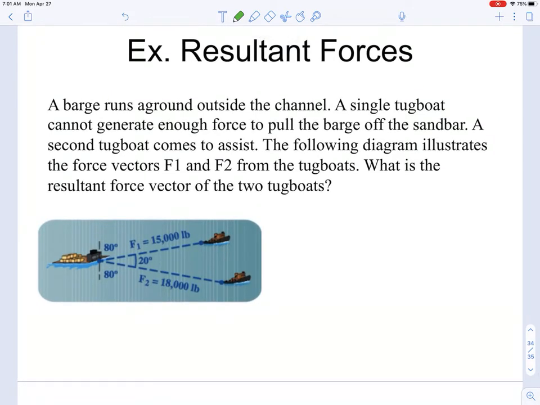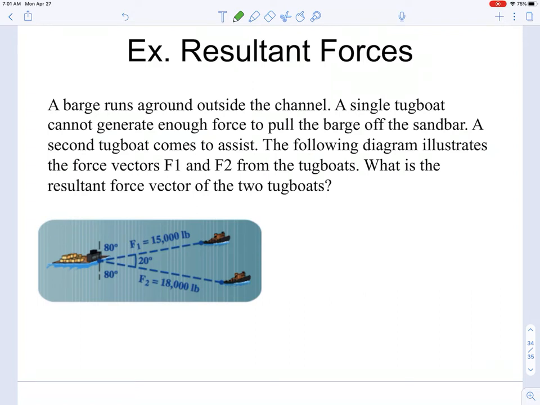Okay, let's look at this last example. I'm going to give myself an extra page on that one just because it doesn't look like there's very much room. Okay, so a barge runs aground outside the channel. So a barge is like this big flat thing that can carry things on water.